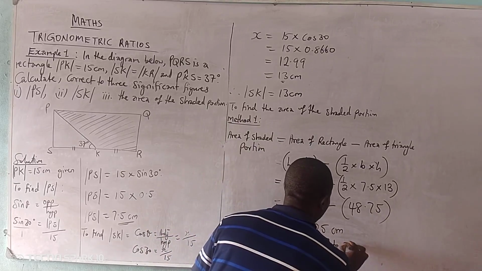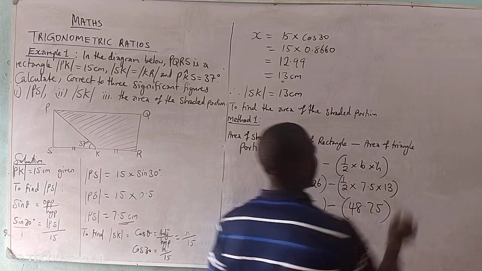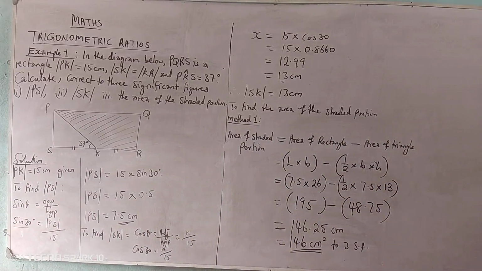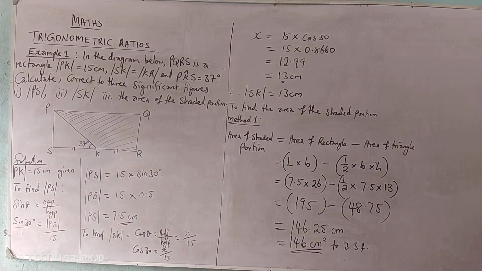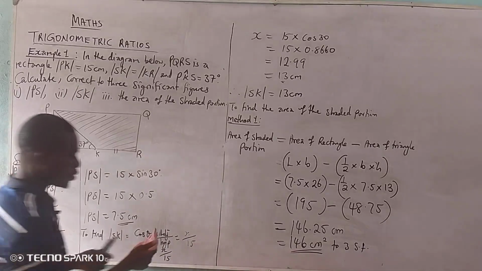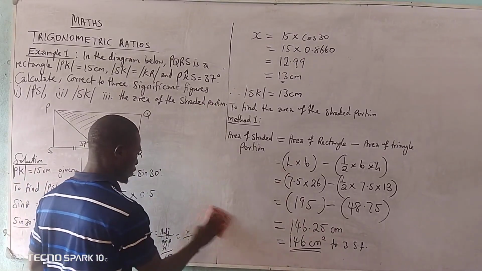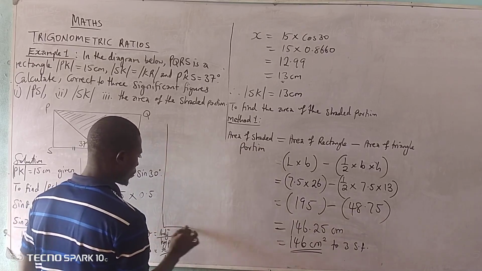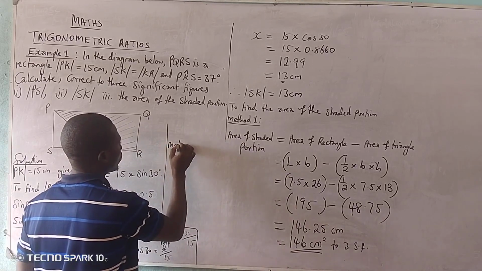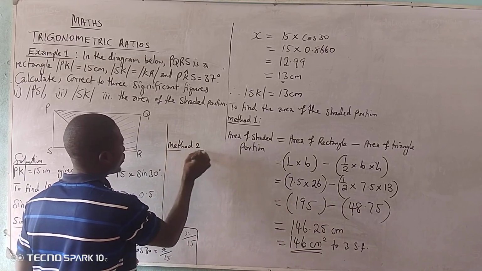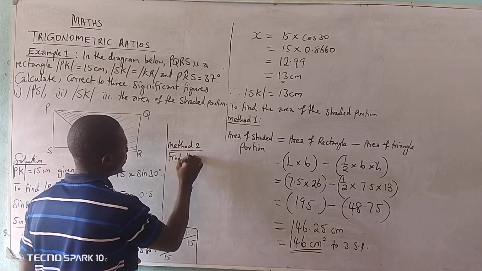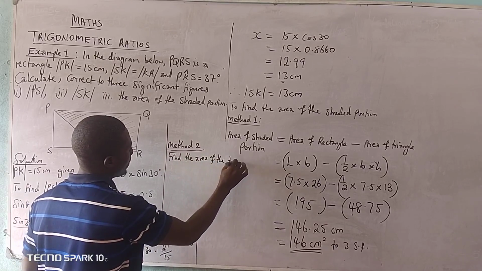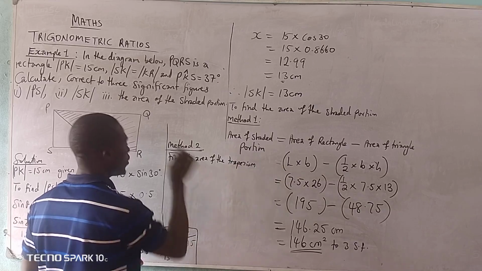So now, I'm going to use the second method to find this. The second method is just to find the area of the trapezium. That's what I will do now. Method 2, to find the area of the trapezium.